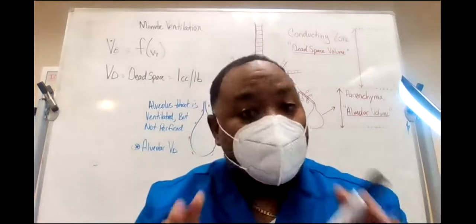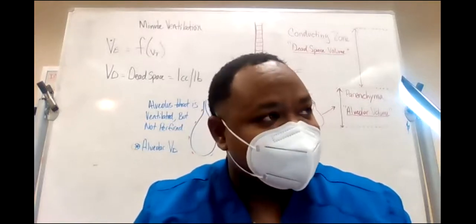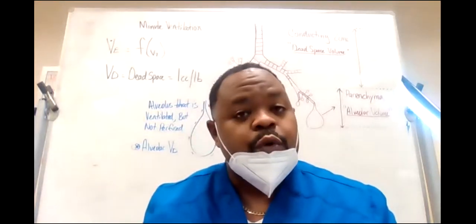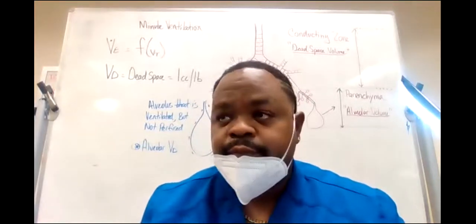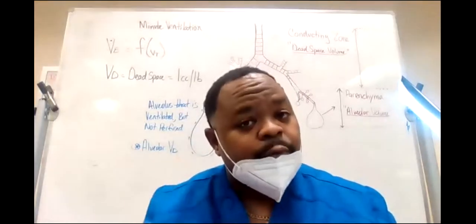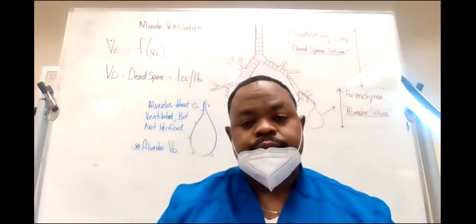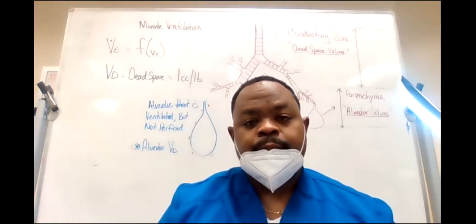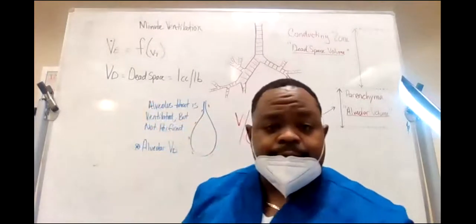Now write this down. If no weight is given, if they don't give you a weight, then you are to assume 150 cc's of dead space. If no weight is given in the problem, then you are to assume that the dead space is 150 cc's total, okay? You go by the weight, but if they don't give you a weight in the problem, then you have to just use the normal, which is 150 cc's. So 150 is the dead space. And if they don't give you a weight, then 150 cc's will be your dead space.